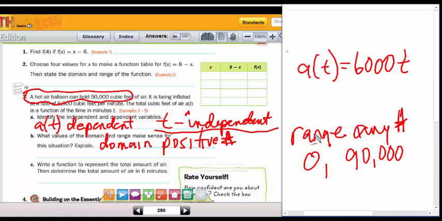In other words, we could have 80,333.5 cubic feet of air in that balloon at any given time. So fractions are perfectly okay, but we can't have negative numbers, and we can't have anything over 90,000 because all it holds is 90,000 cubic feet of air.